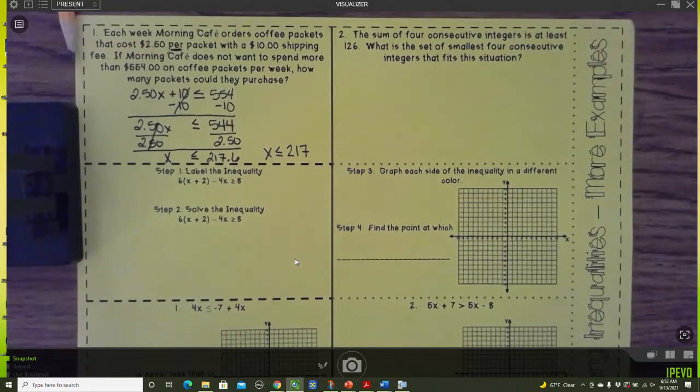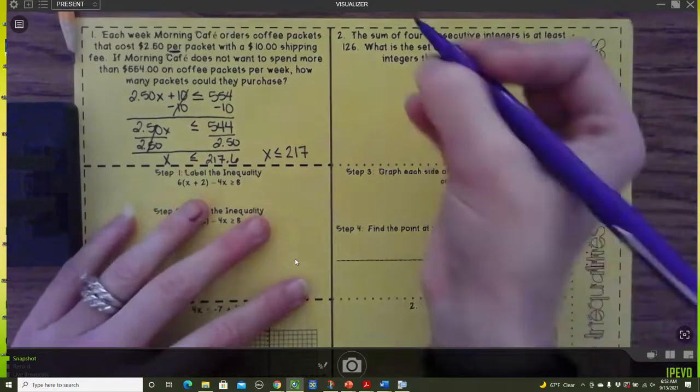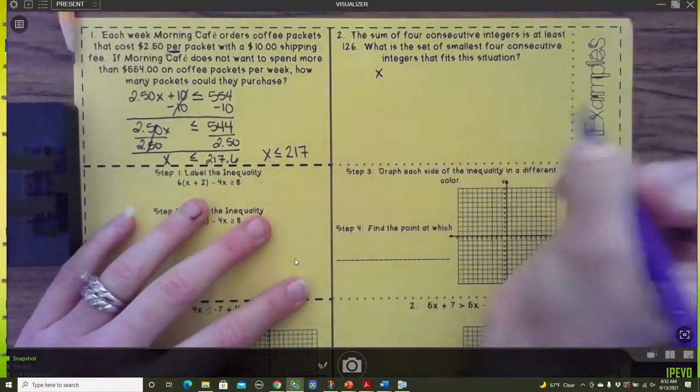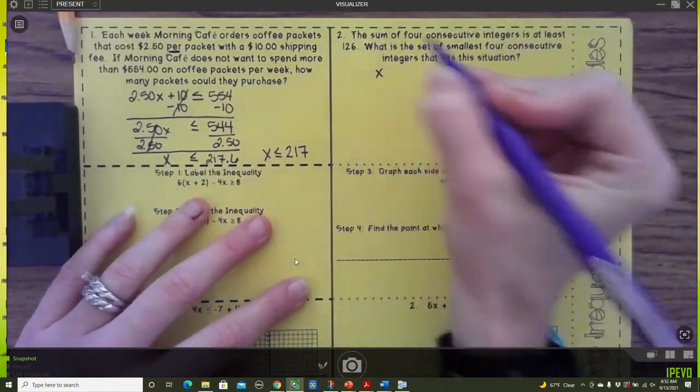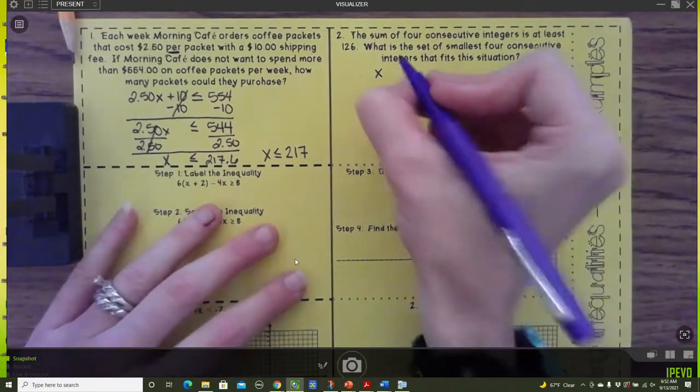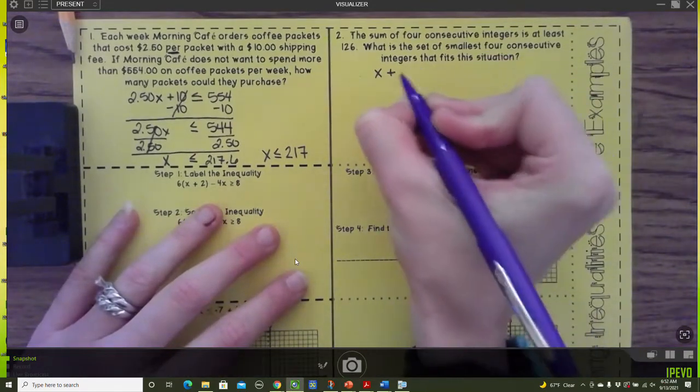All right, number 2, the sum of 4 consecutive integers is at least 126. What is the set of smallest 4 consecutive integers that fits this situation? So consecutive means in a row, 1, 2, 3, and 4. So when you see problems like this, how you set it up, my first number is going to be x, and then we're talking about the sum. So I'm going to add it to other digits. So I'm going to add this 2.